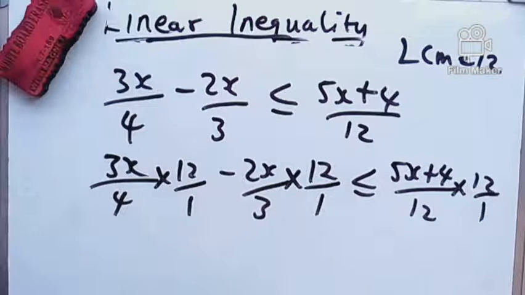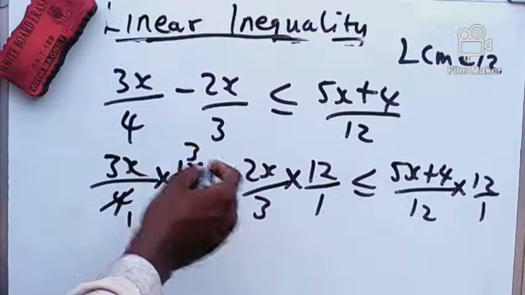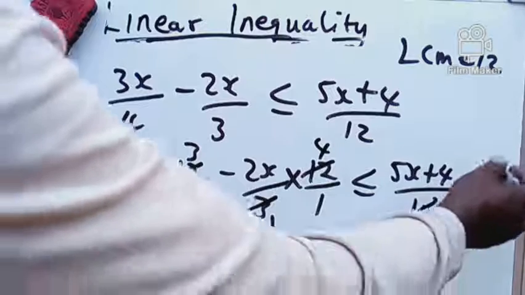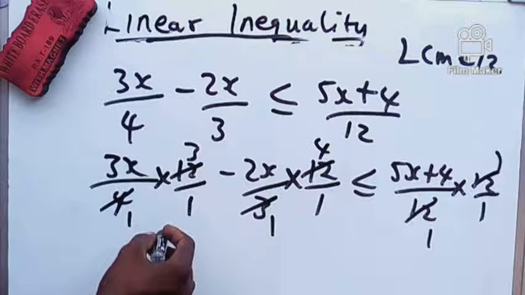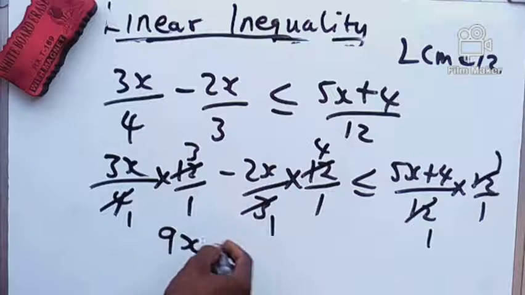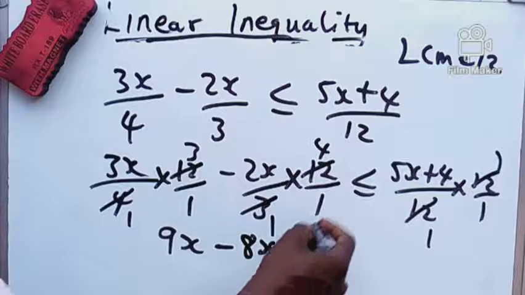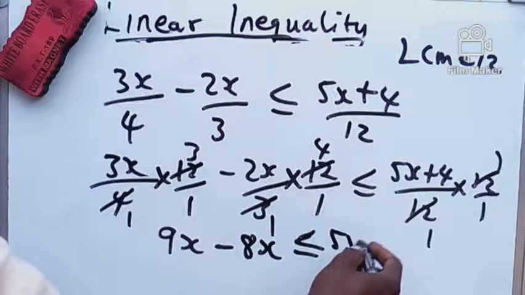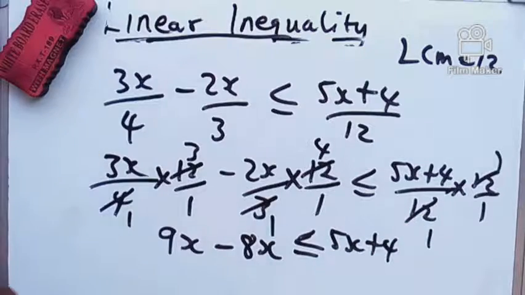To simplify this, we have that 4 can take care of 12. 4 here, you have 3. 3 here, 1. 3 into 12, you have 4. 12 here, 1. 12 here, you have 1. So what we are left with is 3x times 3, and 3 times 3 gives 9x, minus 4 times 2, which is 8x, is less than or equal to 5x plus 4 multiplied by 1, which is the same thing as 5x plus 4.